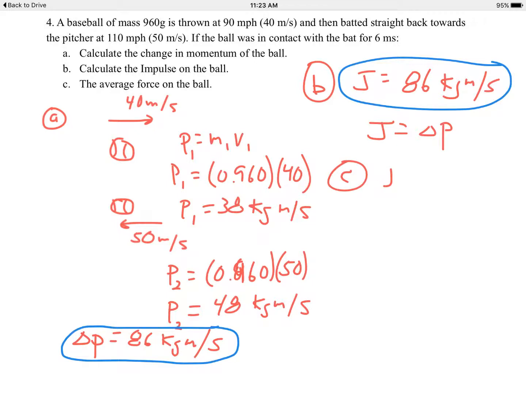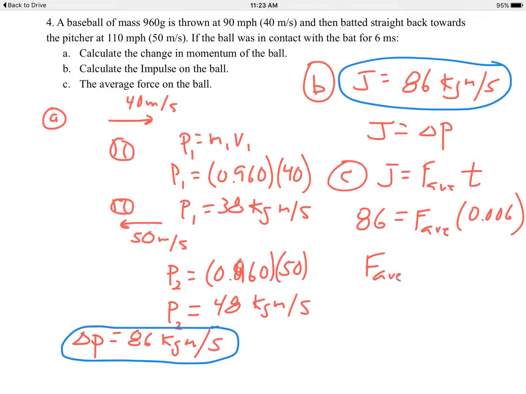Part C, the average force on a ball. So now we're just going to plug into the impulse equation. J equals F average times t. So we know our impulse here is 86 in our standard units. We're looking for the average force applied to the ball in 6 milliseconds, which is 0.006 seconds. Move the decimal 3 places to get that number. So the average force, it's a very large force applied to that ball for a short period of time, comes out to be 14,000 newtons of force that changes the momentum of that ball in that short period of time. Generally speaking, in impulse problems, there's large forces for short periods of time.